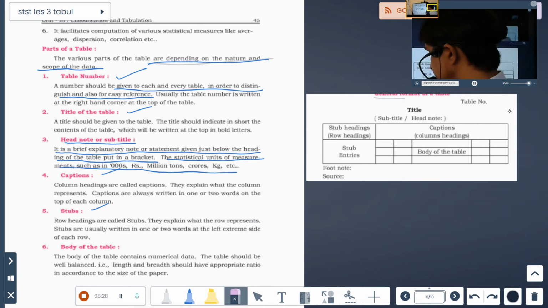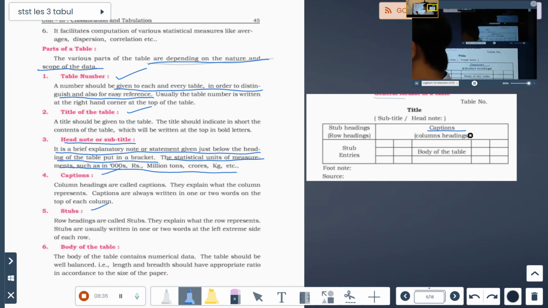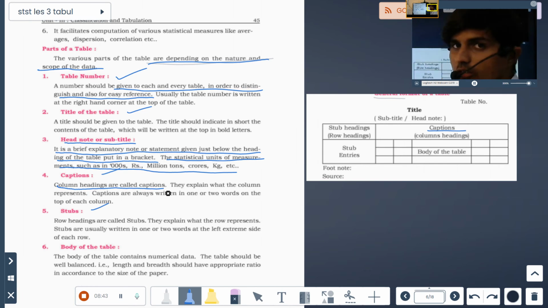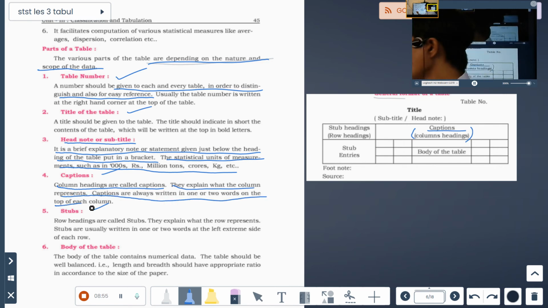Okay, then next point, what is caption? These are either 1 mark or 2 marks questions. Remember, column headings are called captions. What are captions? Column headings, they have given here in bracket. Column headings are called captions. They explain what the column represents. Captions are always written in 1 or 2 words on the top of each column.